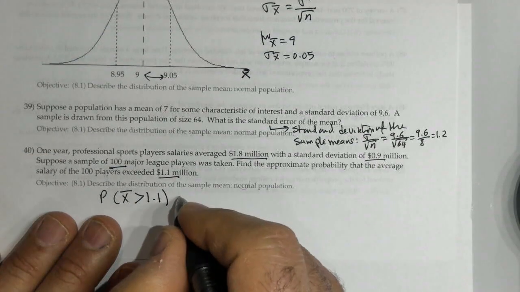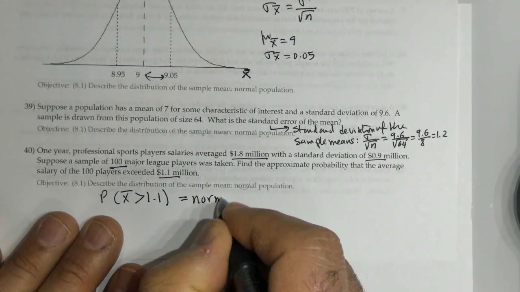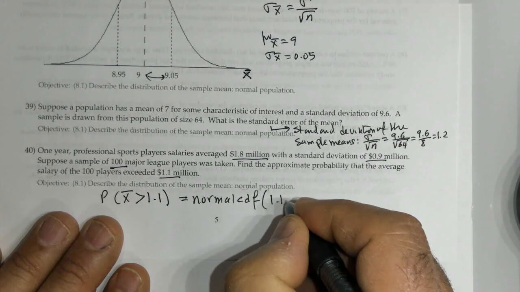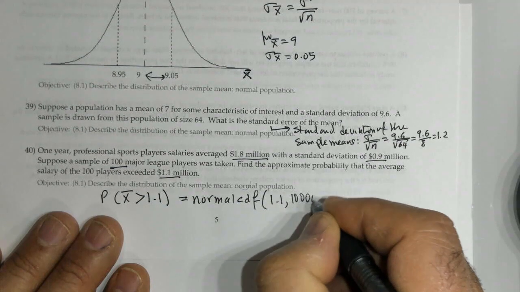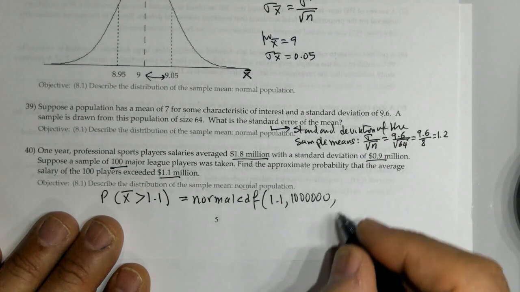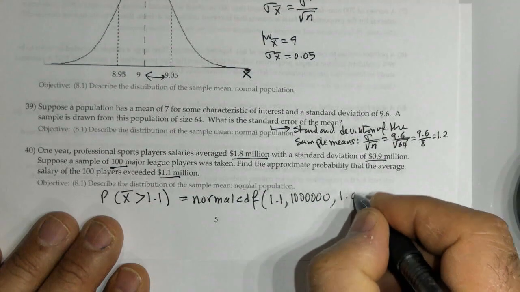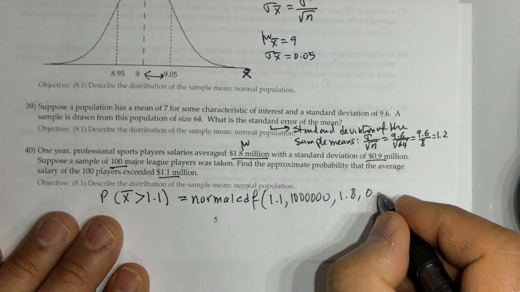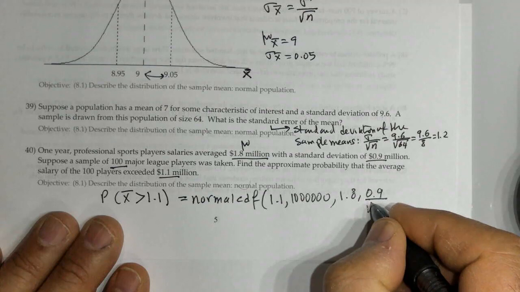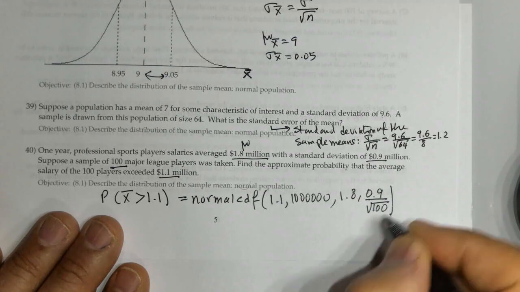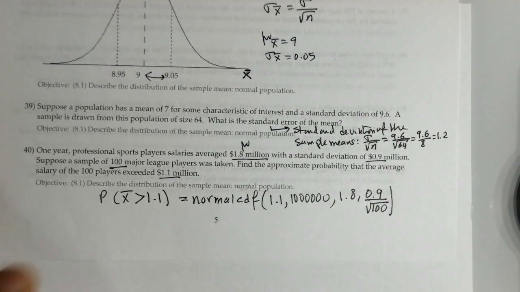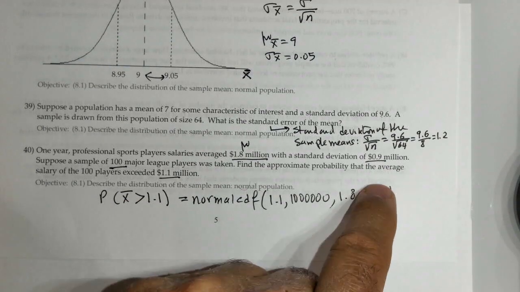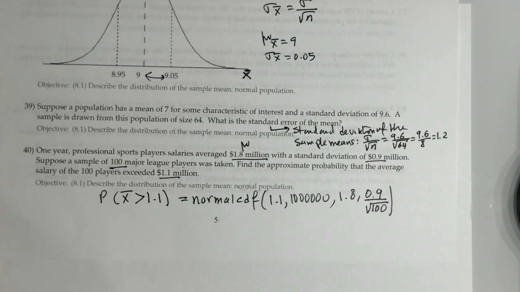Okay, that would be normal CDF as before, but you're going to see what's going to be different here. 1.1 is the lower bound. Upper bound, just put a million. The mean is 1.8. But the standard deviation is not 0.9. It's 0.9 divided by square root of 100. Don't forget that. Anytime the question is about x bar, the only thing that you change is sigma. Make it sigma over square root of the sample size.